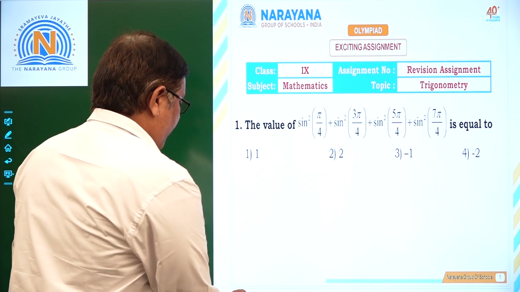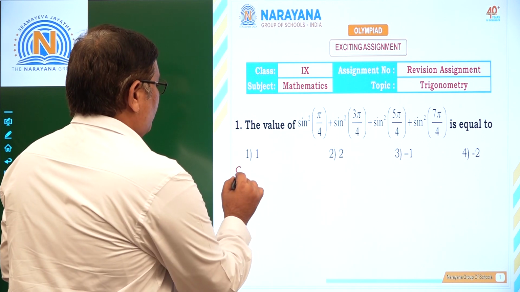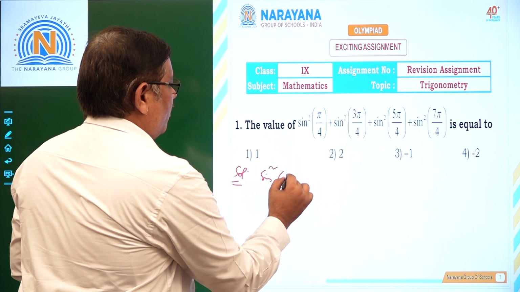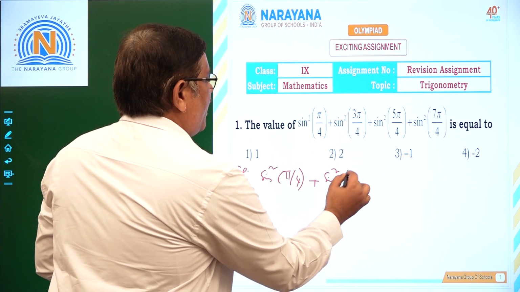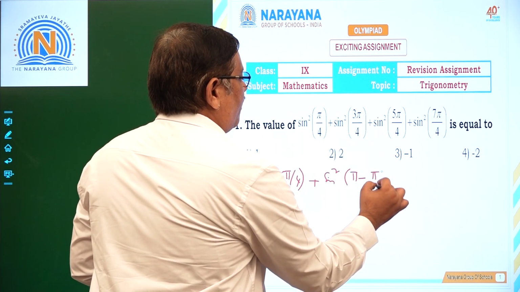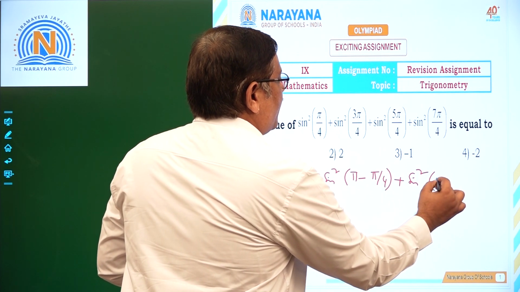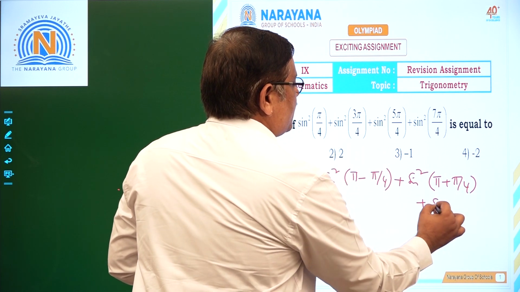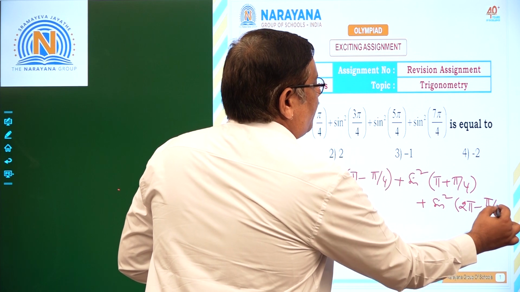So the angles are given in radians. Accordingly, we have to find out their values. Let us take the given sin square of pi by 4 plus sin square 3 pi by 4. 3 pi by 4 we can write as pi minus pi by 4, plus sin square 5 pi by 4 we can write as pi plus pi by 4, plus sin square 7 pi by 4 we can write as 2 pi minus pi by 4.